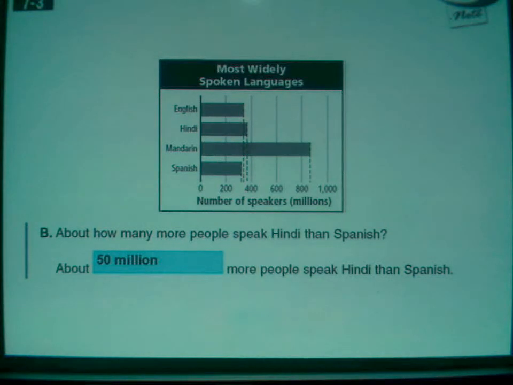About how many more people speak Hindi than Spanish? So now they're asking us to calculate the difference between two bars, or in other words, subtract the numbers that associate with those bars. And as you can see again, the Hindi and Spanish bars are not all that far off from each other.